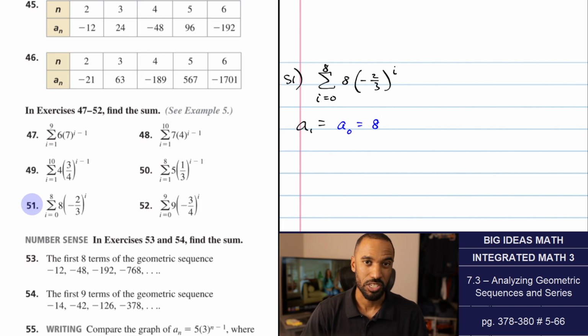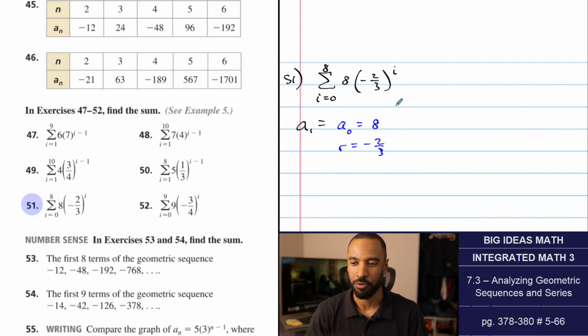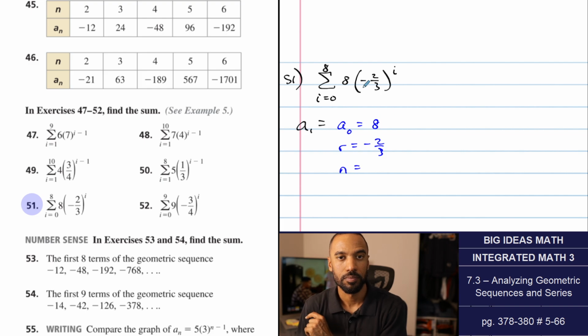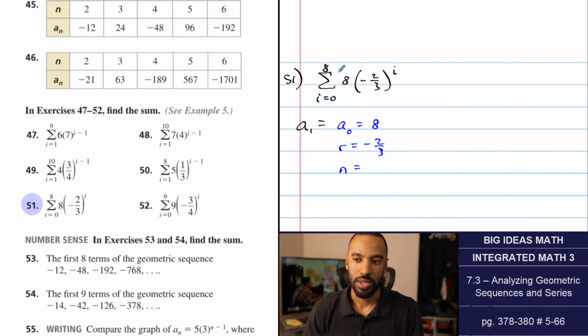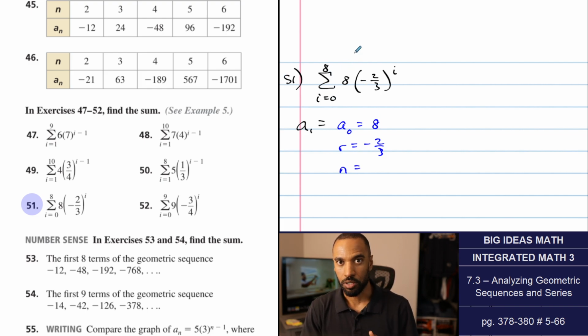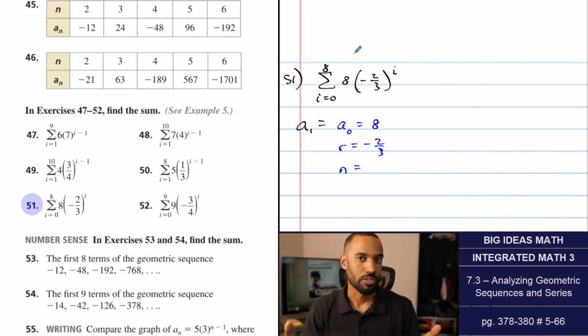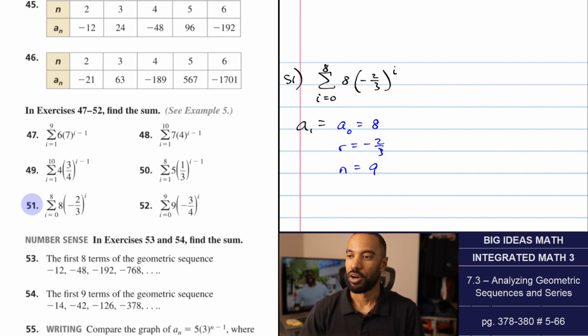Okay. This is some stuff we spoke about before. The common ratio is negative 2/3, though. That's still the number being raised to the exponent, therefore that's the common ratio. Now, n's tricky. It's actually not 8. It's actually 9. From 0 to 8, there are 9 numbers if you count 0. See, from 1 to 8, there are 8 numbers. From 0 to 8, there are 9 numbers. So that's the tricky part about this. There are 9 terms.